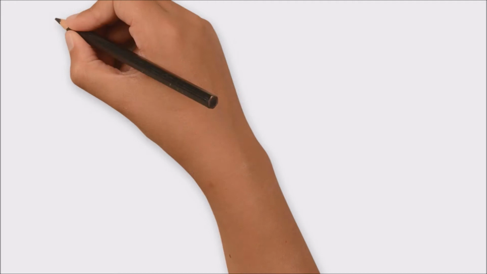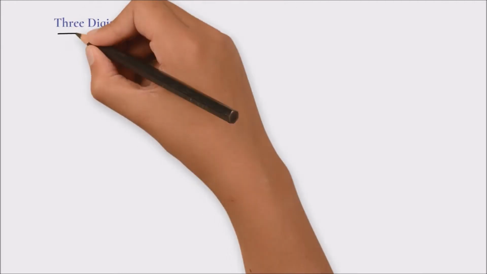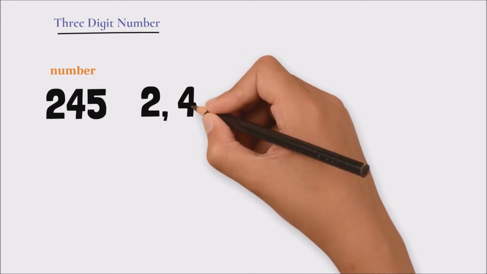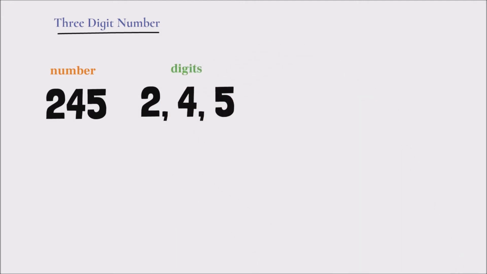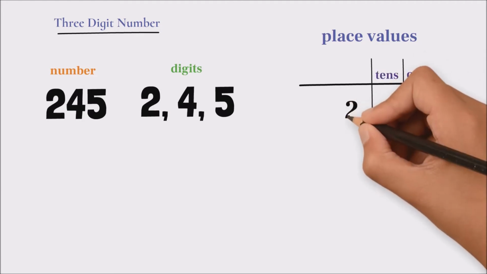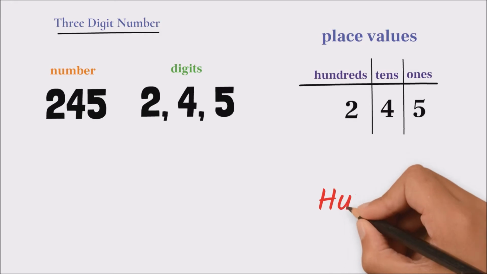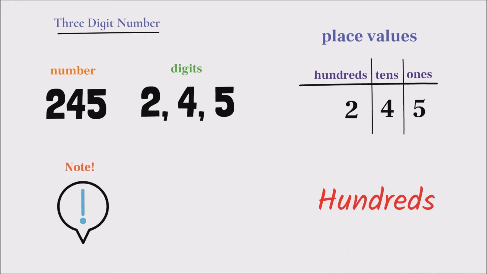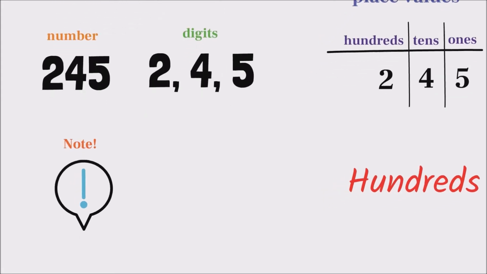Next up, let's try a 3-digit number, say 245, and that's made up of the digits 2, 4, and 5. 245 has 5 groups of 1s, 4 groups of 10, and 2 groups of 100, which is the name of our third place value name, hundreds. Note that for every number, we're starting from our ones digit and we're working our way to the left. This is a good strategy if you know the place value names in order.